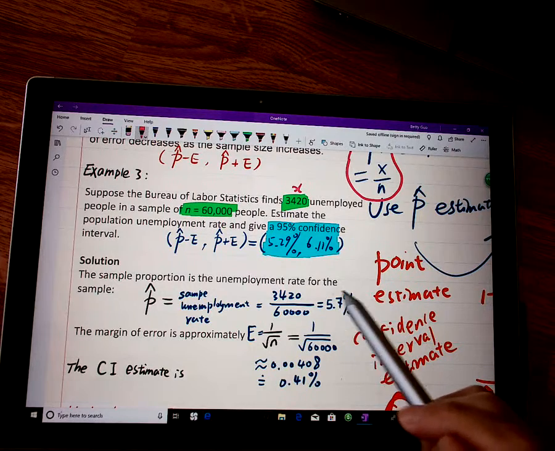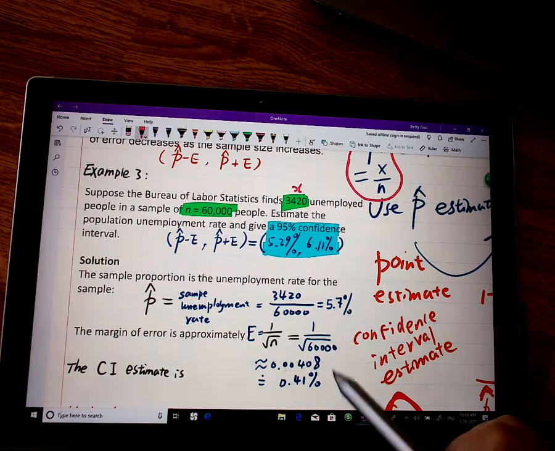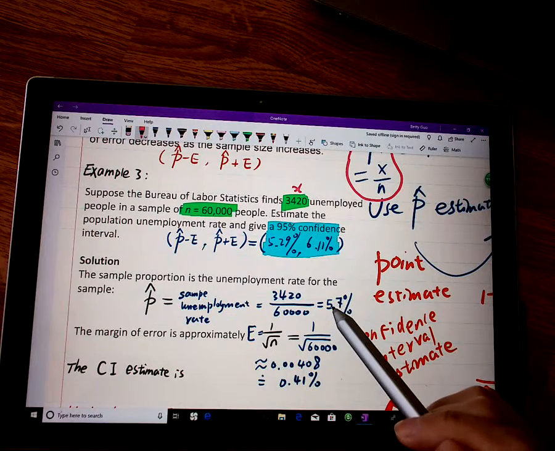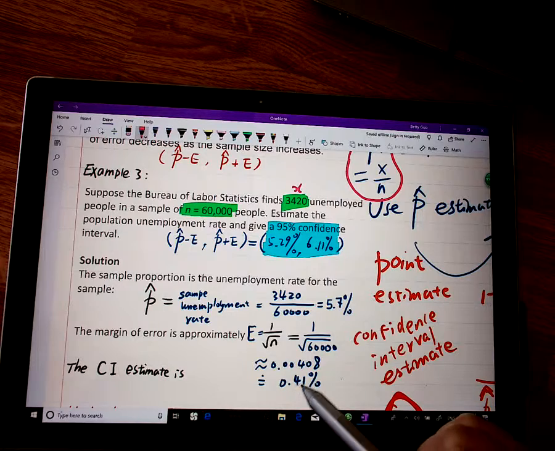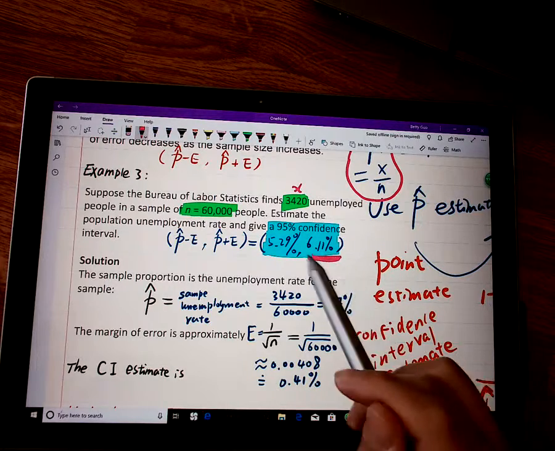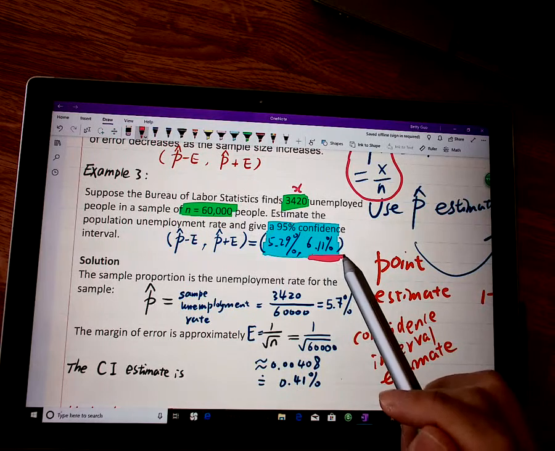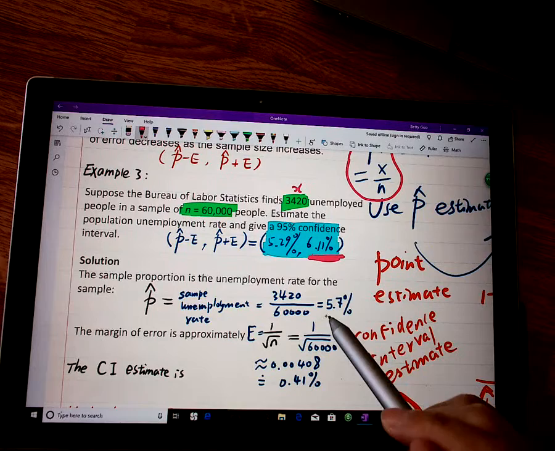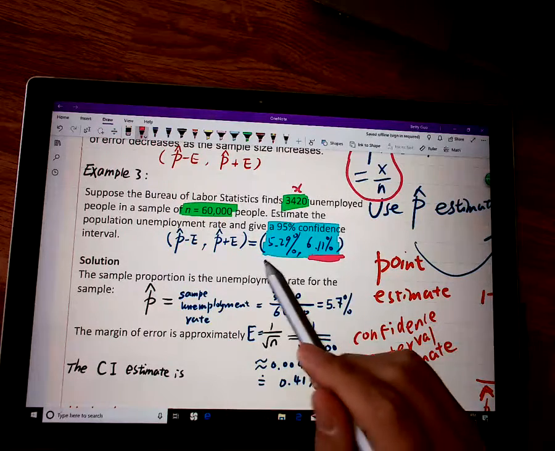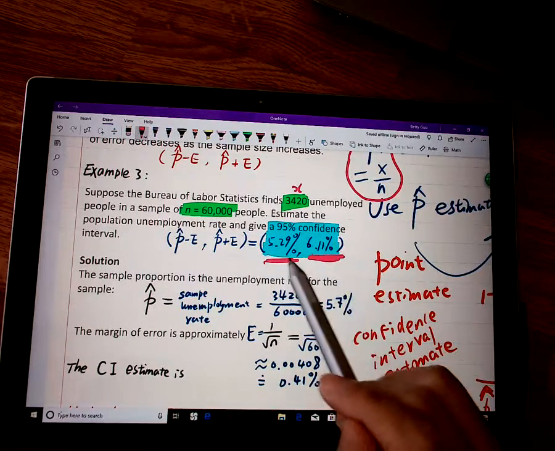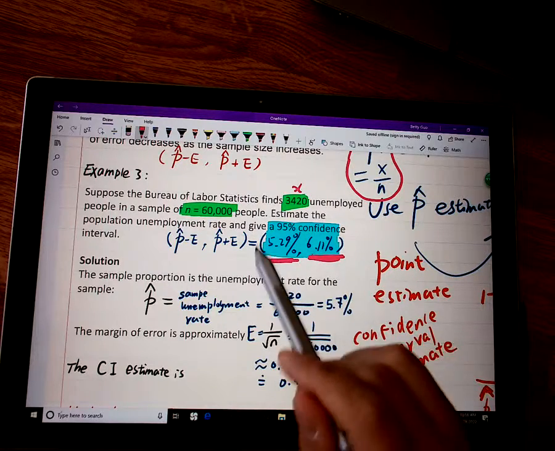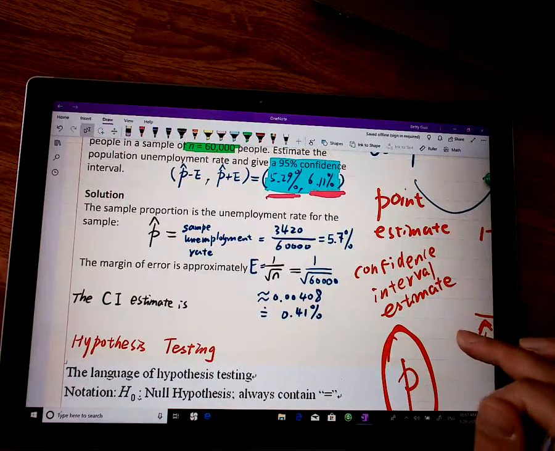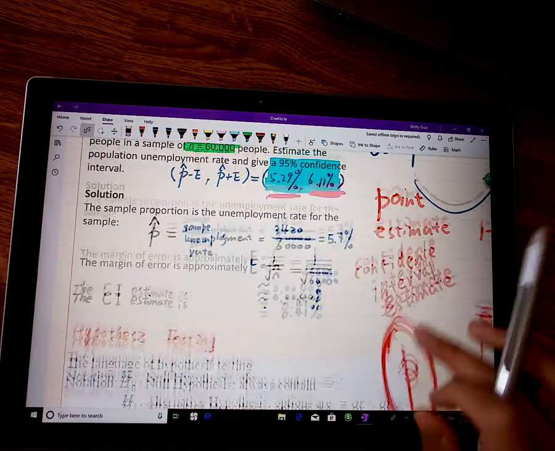Center, 5.7%. Margin of error, 0.41%. You add 5.7% and 0.41%. You have the right endpoint of the confidence interval. You subtract 0.41% from 5.7%. You have the left endpoint of the confidence interval. So that is the confidence interval. Is that doable? Yes? Okay.